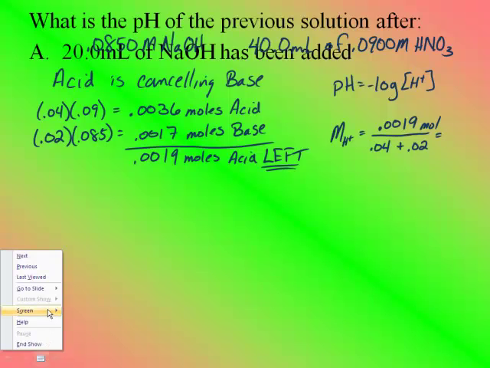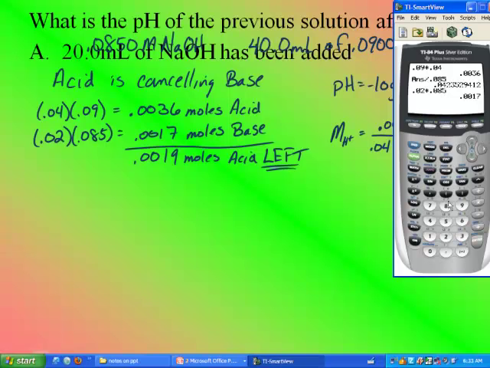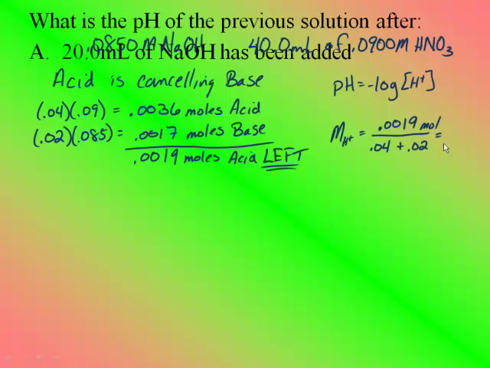When I do that math, 0.0019 divided by 0.06, I get 0.0317 molar. Now that's the concentration of H+, because that's the concentration of my acid. Remember, the molarity of the strong acid is equal to the molarity of the H+. Notice that I'm down to about a third in concentration. I started with 0.09, and now I'm at 0.0317. Now I quickly do my pH. pH is equal to the negative log of 0.0317.